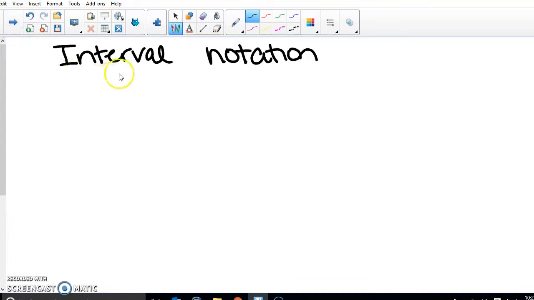Now we're going to look at interval notation. So interval notation uses parentheses or brackets. Parentheses are when we're looking at if the number is like greater than or less than but does not include, and then brackets would be less than or equal to, greater than or equal to, when we include that actual point.